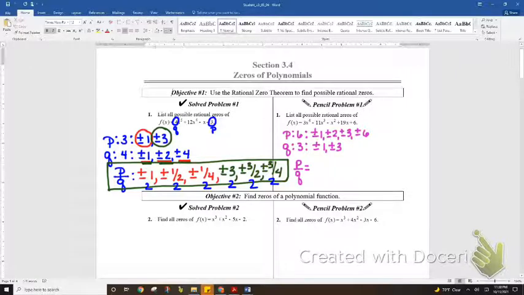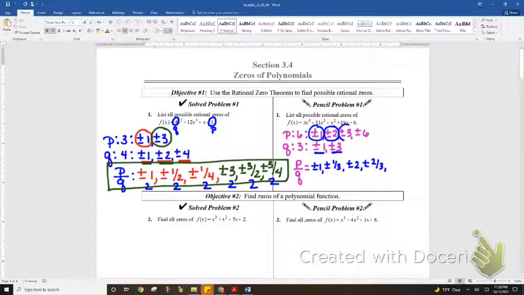So just like I did earlier, I'm going to take this 1 and I'm going to put it over both of my Q's. So I have 1 over 1, which is 1, and 1 over 3, which is 1/3. Now I'm going to take my next P, which is a 2, over both of my Q's. So 2 over 1 is 2, and 2 over 3 is 2/3.